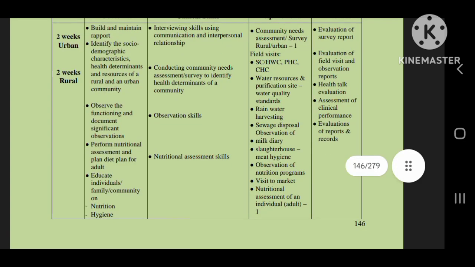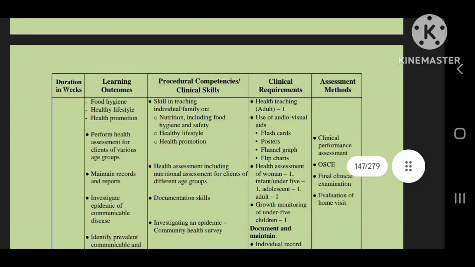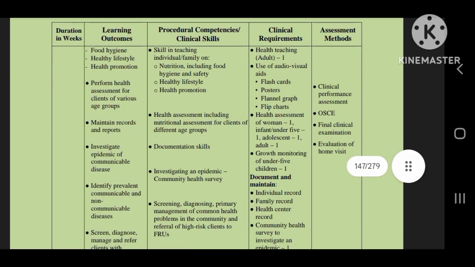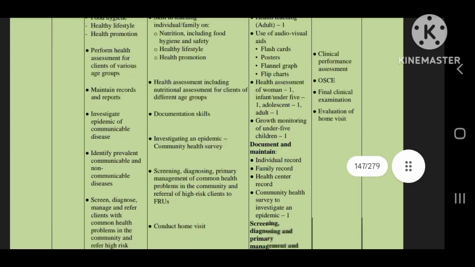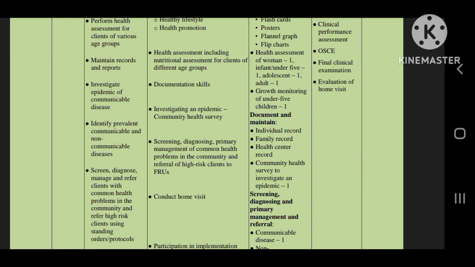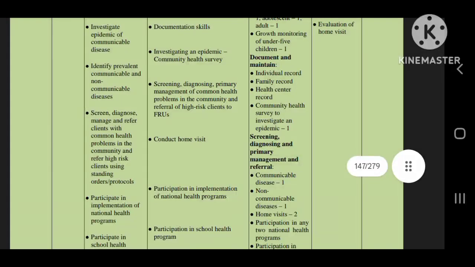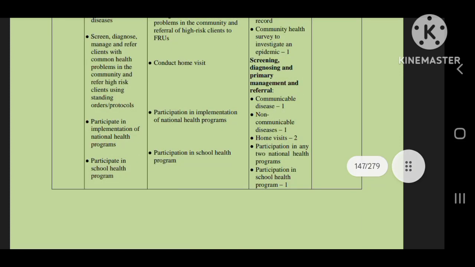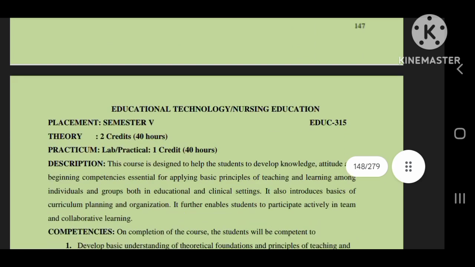You have to do a community assessment or survey in the rural area, various field visits you have to complete. Then health teaching, use of audiovisual aids, flashcards, posters, health assessment of women, infant. Then document and maintain individual records, family health records, screening, diagnosing, primary management and referral. So all these things you have to do.